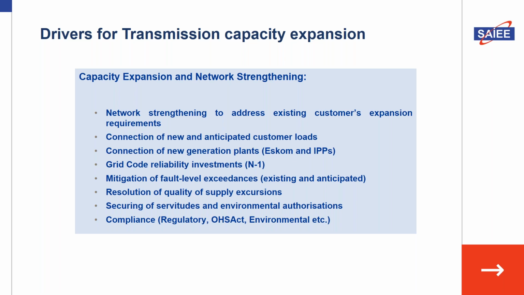considering a mitigation of fault level exceedances based on both the existing system as well as the anticipated future network requirements, because as the network evolves, so does the impedance change on the network, and that could increase the fault levels.